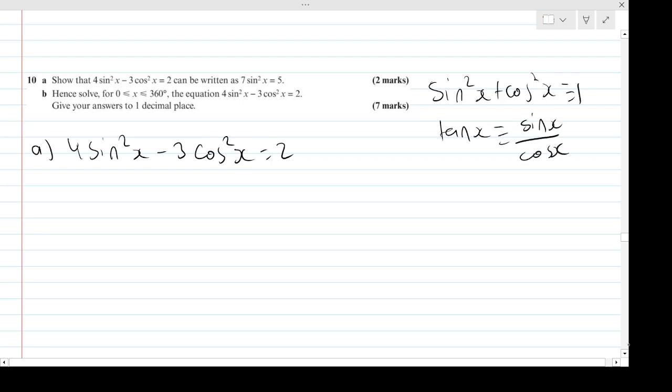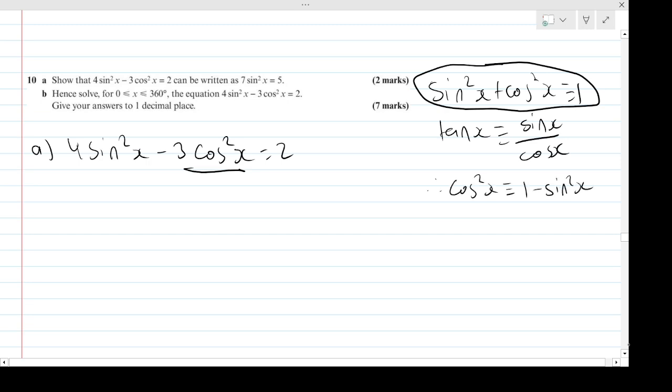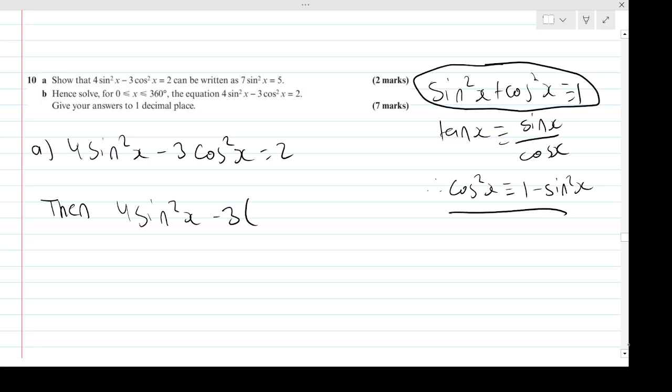What I notice is there's no cos squared in the answer, only sine. So I can use this identity to get rid of the cos squared. If I rearrange that, I get that cos squared x is 1 minus sine squared x. And I can substitute that in. So 4 sine squared x minus 3 times 1 minus sine squared x equals 2.